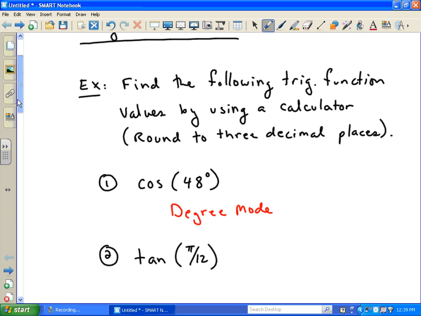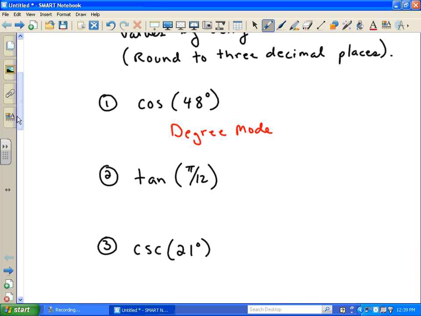The second example that you're given is tangent of pi over 12. Now, if pi over 12 had had a degree symbol on it, you would have used degree mode. But because there is no degree symbol, then pi over 12 is understood to be radians. So on this one, you would want to use radian mode.